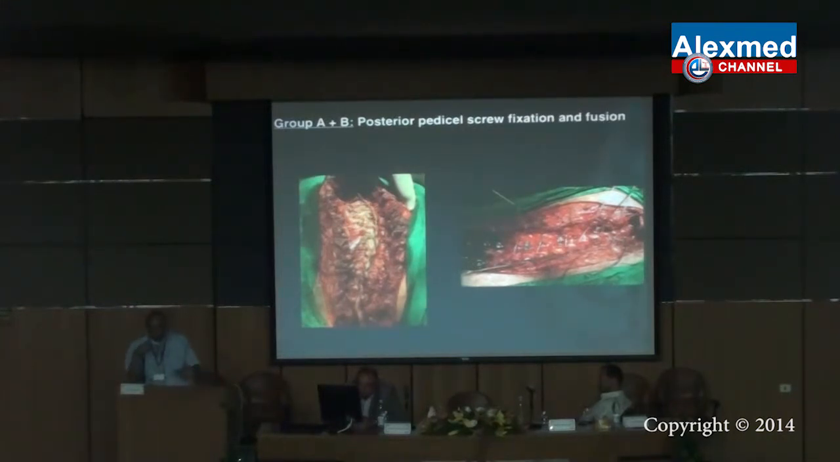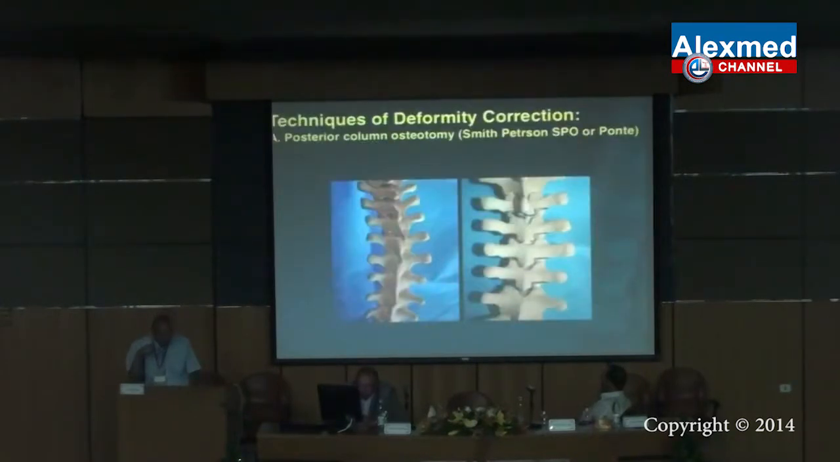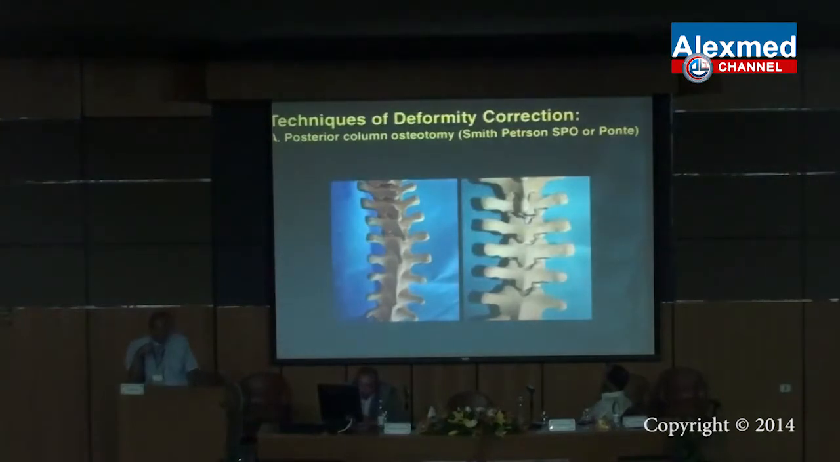Because we didn't use the osteotomy technique at this time. After the advancement of spinal surgeries, we began to use the Smith-Petersen or Ponte technique, where we completely release the posterior elements from the spine, the lamina, the facet and the pars, at the apical vertebrae and the 2 to 3 levels above and below.